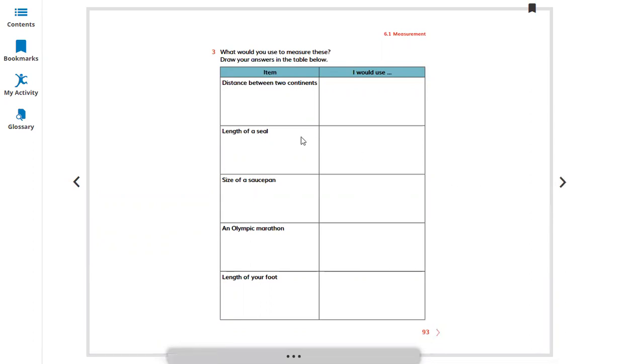Distance between two continents, length of a seal, size of a saucepan, an Olympic marathon, and length of your foot. So what units will you need to use to measure these?